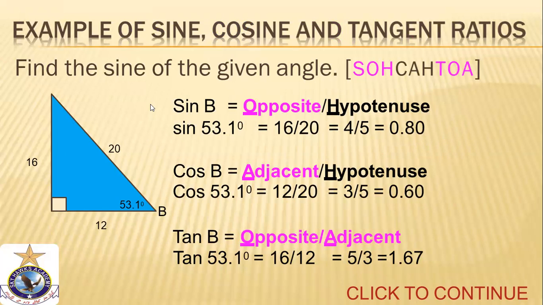Sine of 53.1 degrees is equal to 16 divided by 20, equal to 4 over 5, which is 0.80. And then cosine of b is equal to the ratio of adjacent and hypotenuse, 12 over 20, which goes down to 3 divided by 5, which is 0.60. And then tangent b is equal to opposite divided by adjacent, 16 divided by 12, which simplifies to 5 divided by 3, which is 1.67.